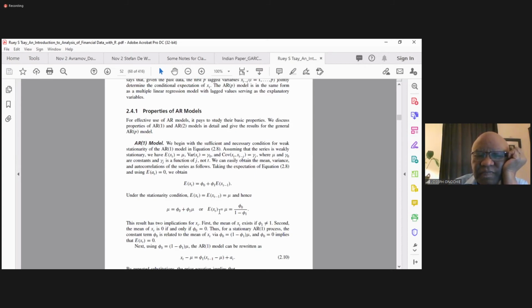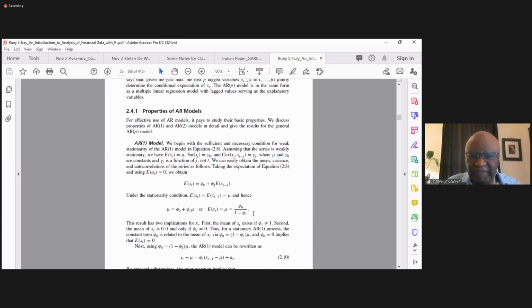Everybody seeing this? Yes. So this is exactly what we are going to determine today. And as you will see, the mean for AR2 will be this thing on top divided by 1 minus phi1, which is the coefficient of the x_{t-1}, minus phi2, which will be the coefficient of the lag 2 return.